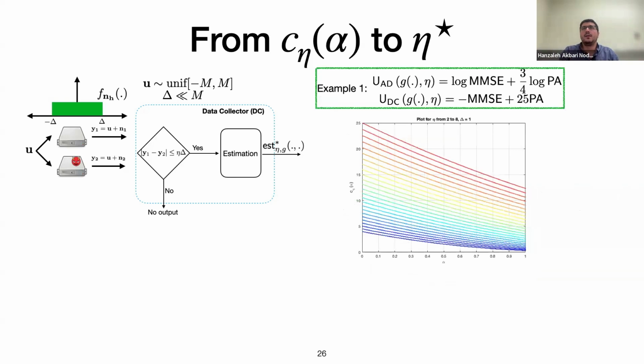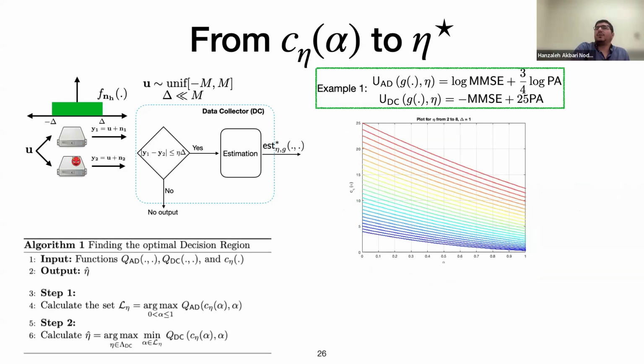Let's go back to example one. These are the utility function of the adversary and the utility function of the data collector. Just a simple example. So this is the algorithm. By having access to the curve of C of eta of alpha for each value of eta and for each value of alpha, using these two steps, we can find the best response of the data collector.